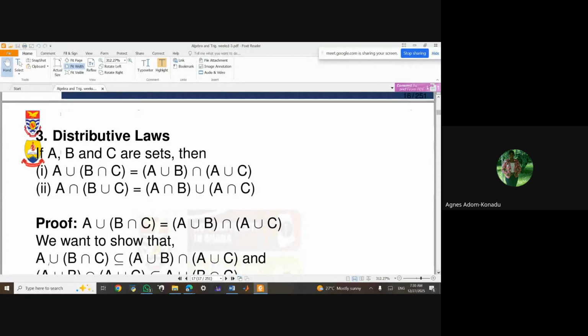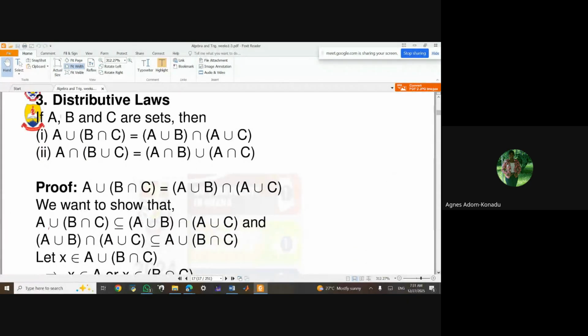This is A intersection (B union C), close the bracket, is equal to (A intersection B) union (A intersection C). So we use the same procedure we used for the first one to prove. So we can take the top one: A union (B intersection C). We want to show that this is equal to this.